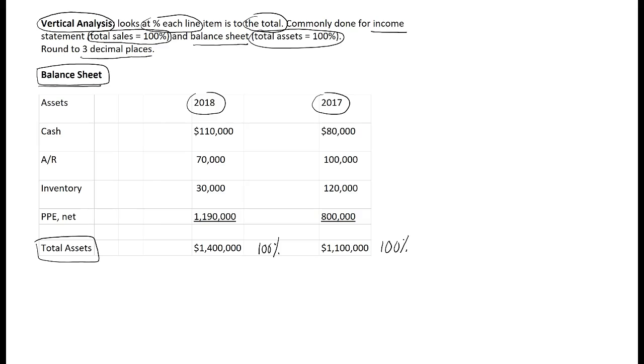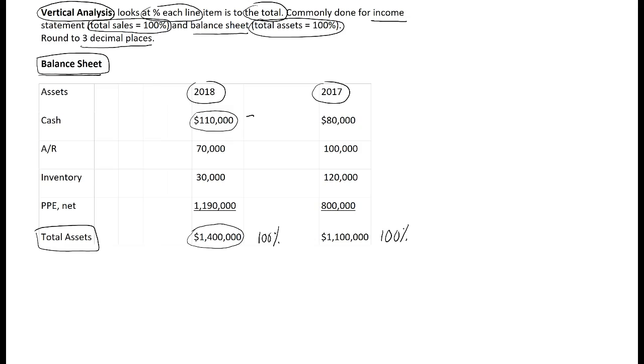All we're going to do then is take each individual item, cash of $110,000, divided by total assets of 1.4 million, and that's going to give us the percentage that cash is of our total assets. So 110,000 divided by 1.4 million, cash is going to be 7.9% of total assets. We do the same for our next line item, which is accounts receivable. 70,000 divided by 1.4 million, accounts receivable is going to be 5% of total assets.